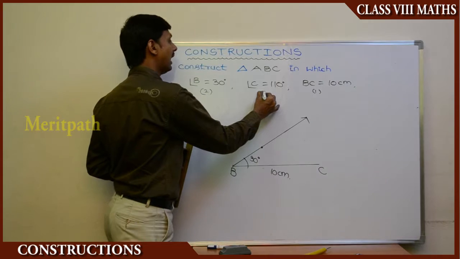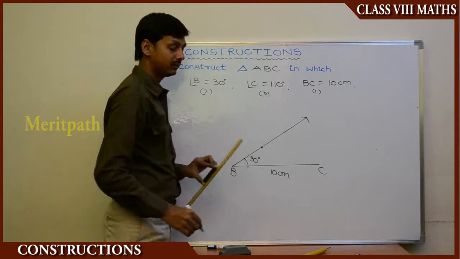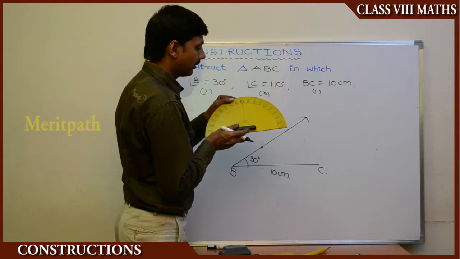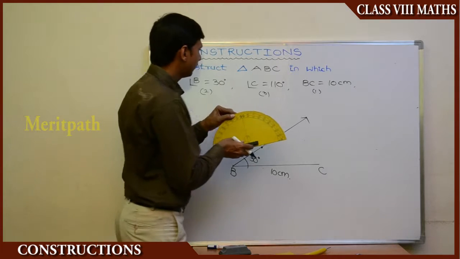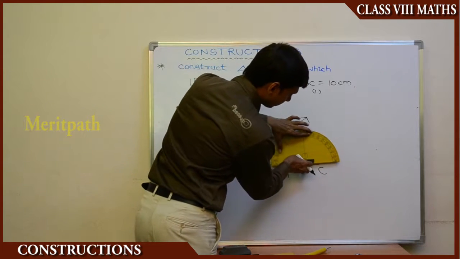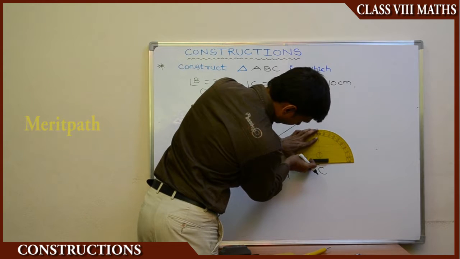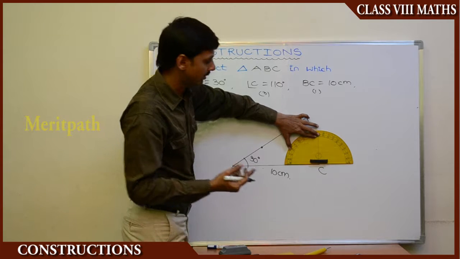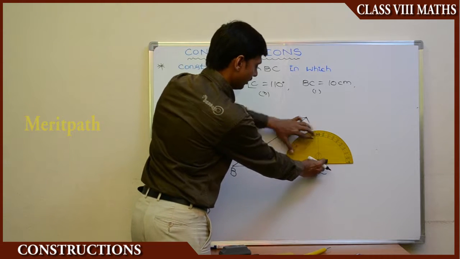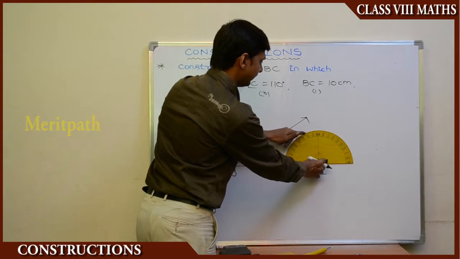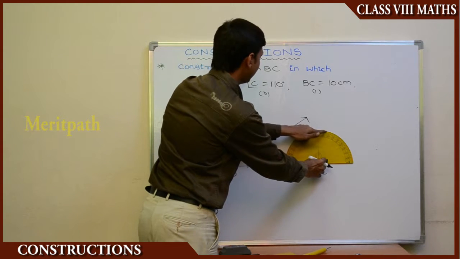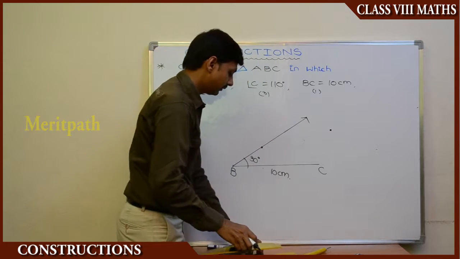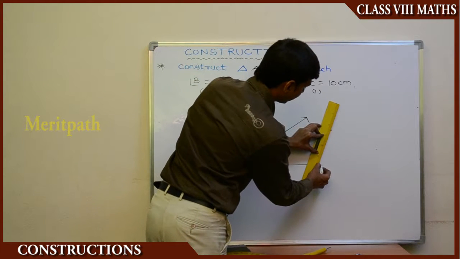Now we need to construct angle C, which is 110 degrees. So let's take the protractor again for angle C, 110. Let's see, the line segment is on the left hand side of the protractor, so we need to count from this side. So 0, 10, 20, 30, 40, 50, 60, 70, 80, 90, 100 and 110. This is the point. So let's take out the protractor and join with the vertex C.